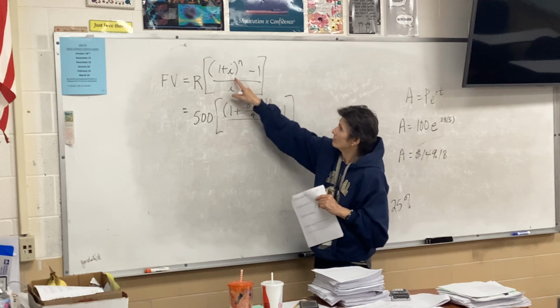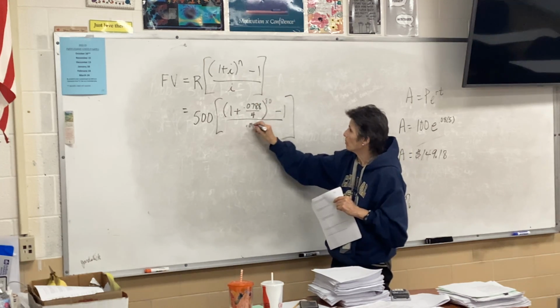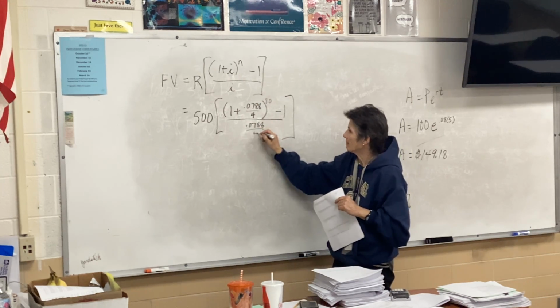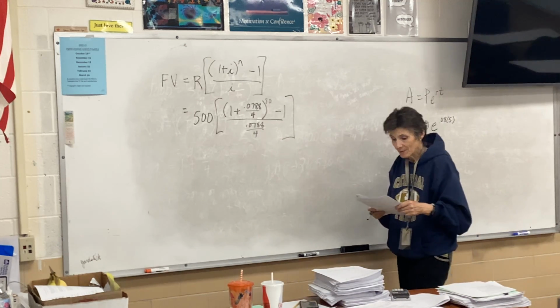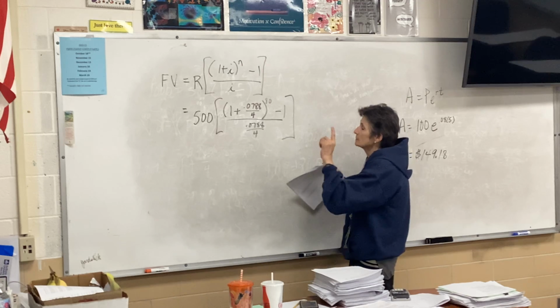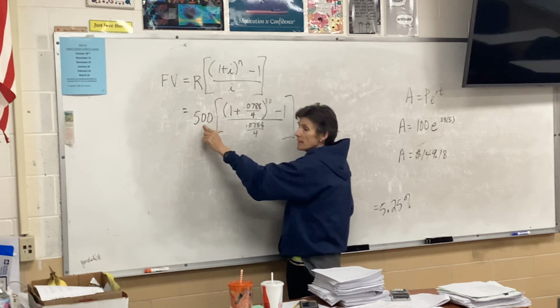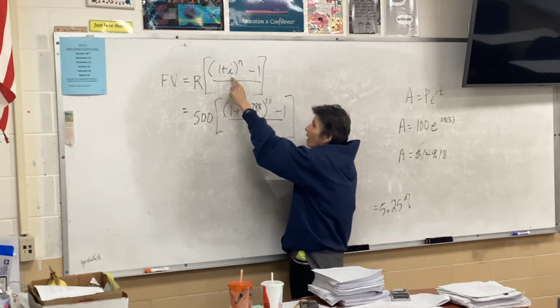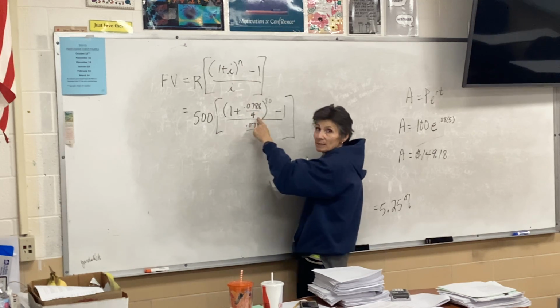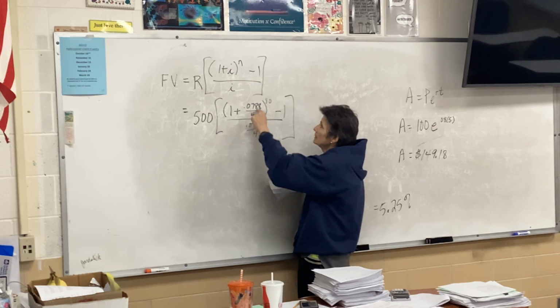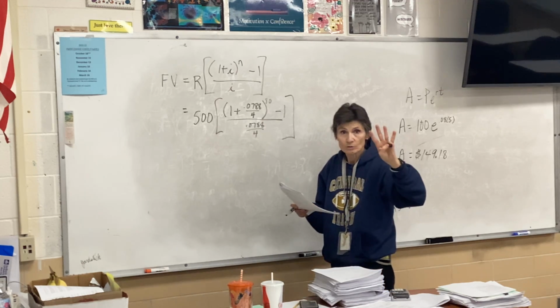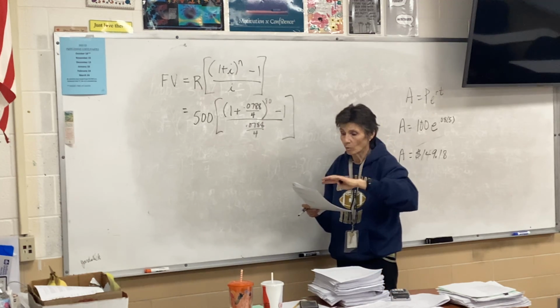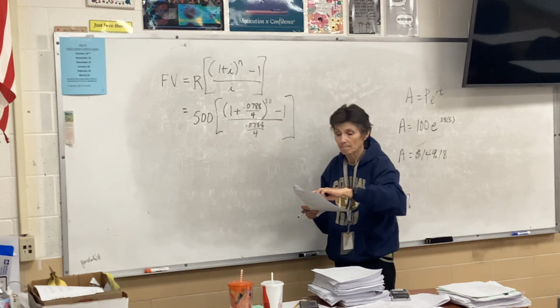And then the denominator is the same I you had up here, so it's 0.0788 divided by 4. So in this formula, R is the payment amount, I is the interest rate divided by how many times it's compounded, N is the number of payments you're making total. So remember, it's 4 payments a year for 20 years.